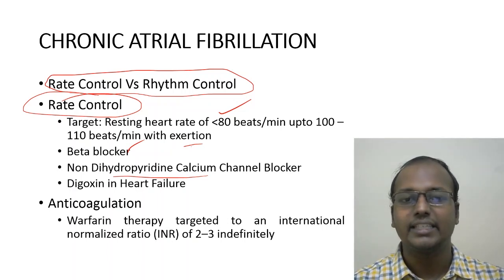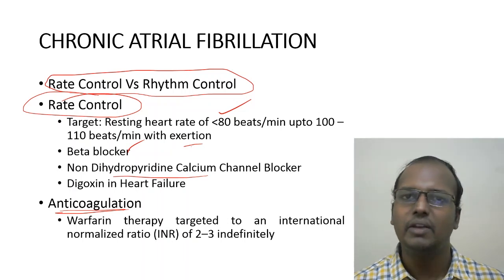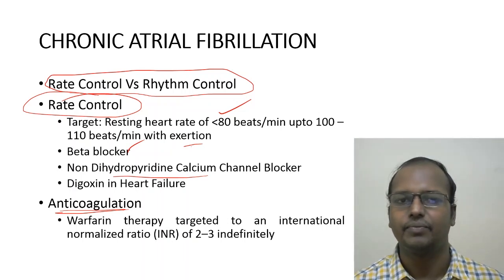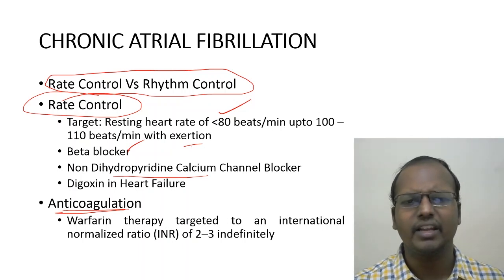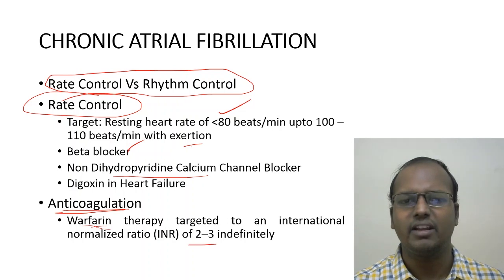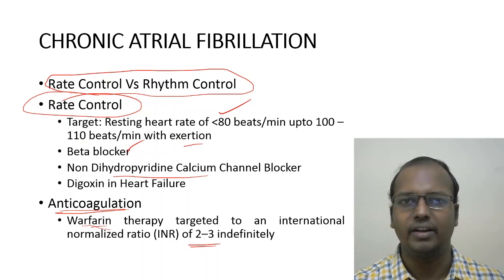Okay, and the next most important step is anticoagulation. For any patient with valvular heart disease with atrial fibrillation, you should give anticoagulation. For a non-valvular cause of atrial fibrillation, you can go ahead with a scoring called CHA2DS2-VASc scoring. For any patient with valvular heart disease with atrial fibrillation, you should give anticoagulation. That is very important. So what we are giving commonly is warfarin therapy with an INR target of 2 to 3, international normalized ratio target of 2 to 3. Before initiating warfarin, you should always give heparin first, then bridge to warfarin. This is called bridging therapy. First give heparin, then give warfarin.